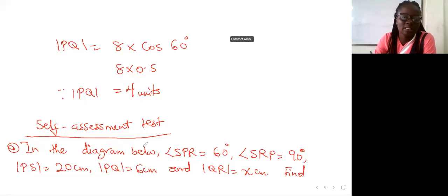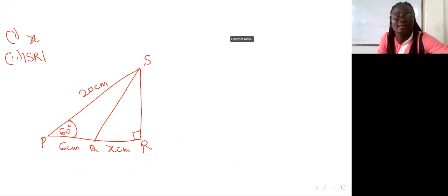For the self-assessment test, in the diagram below, angle SPR is equal to 60 degrees. Angle SRP is equal to 90 degrees. Line PS is equal to 20 centimeters. Line PQ is equal to 6 centimeters. And line QR is equal to X centimeters. Find (i) X and (ii) line SR. So these are diagrams, and you have to answer it accordingly.